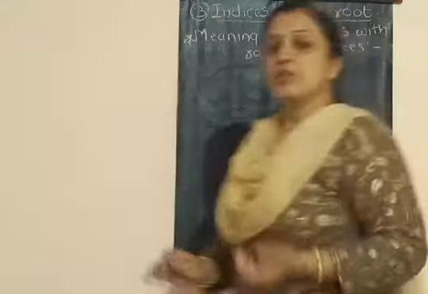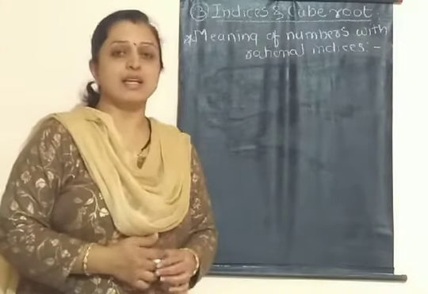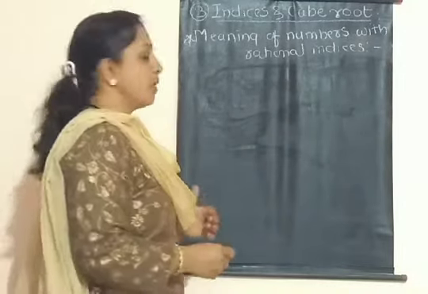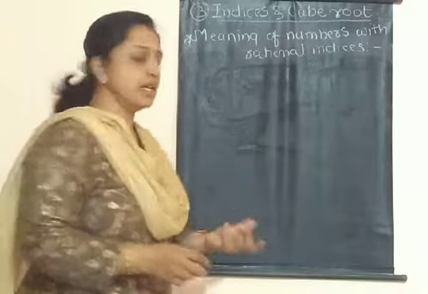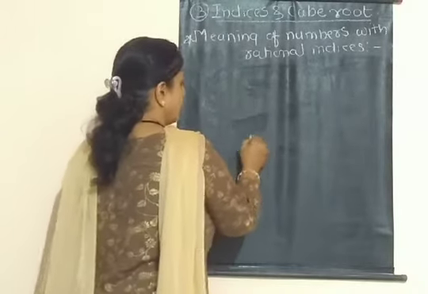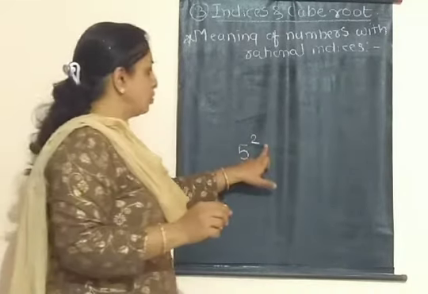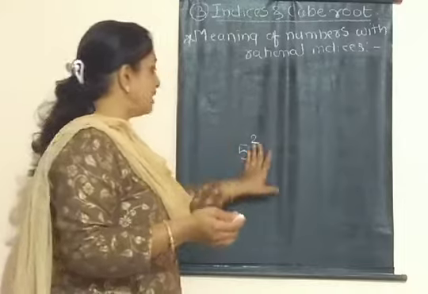Hello students, we have started our third lesson, that is the indices and the cube root. In the last lecture we studied the indices. What do you mean by index? Suppose we are given a number like 5 raised to 2. In that case, 5 is called the base and 2 is called the index. This is the index form.